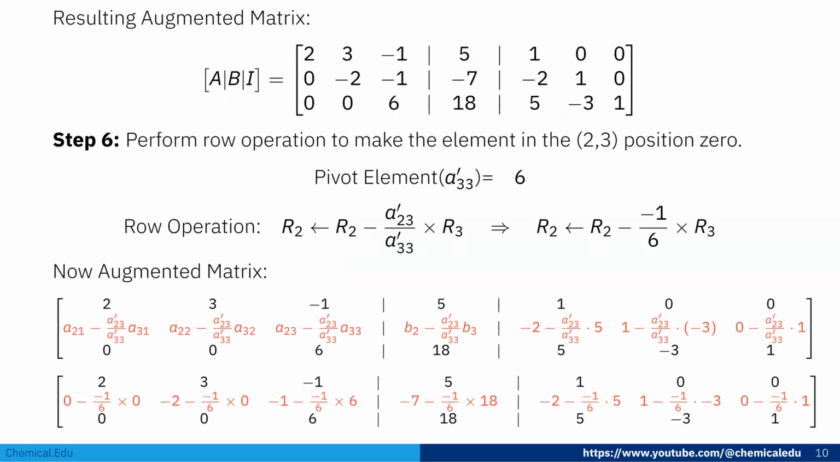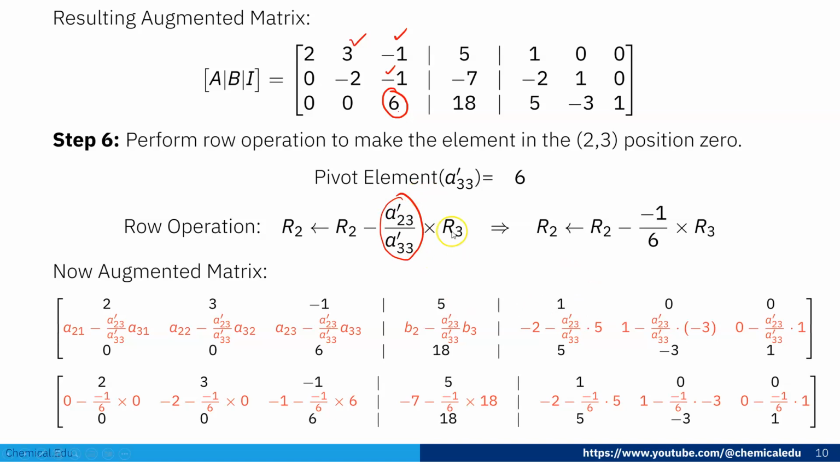Now we will make the remaining elements 0. Here we have to make this element 0, this element 0, and this element 0, and then divide by the diagonal element, and it will become an identity matrix. First we make the 2 3 position 0. Again that will be the pivot element, and we take the multiplier and do the Gauss elimination method.